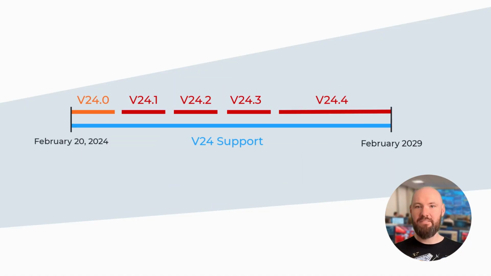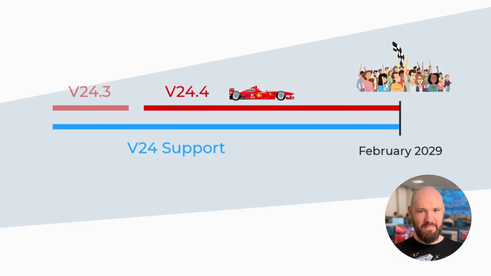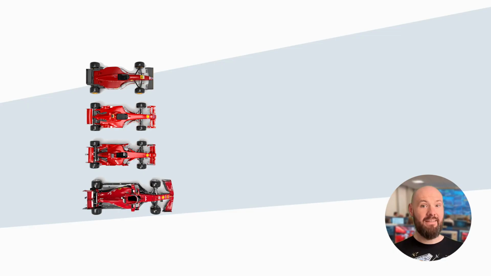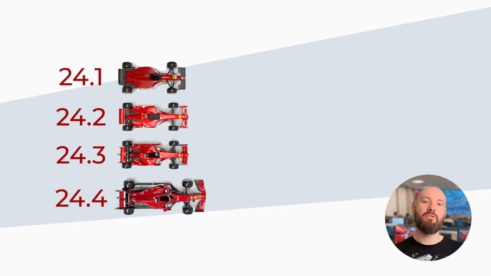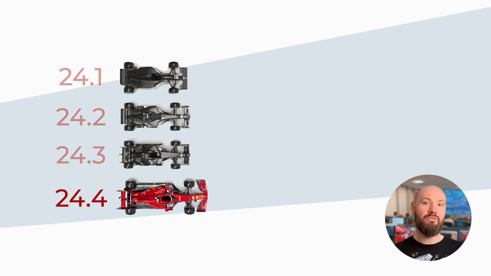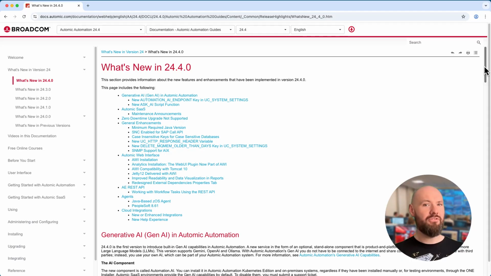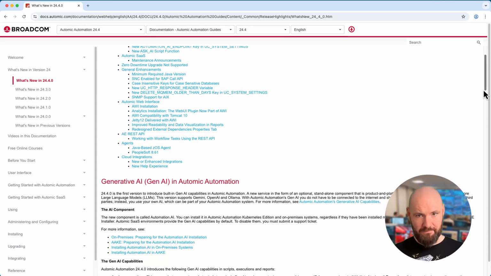That means that starting from now until February 2029, the version 24 will only receive bug fixes in the form of service packs, but no new features. Service packs will only be released for version 24.4, so the version 24.3 will no longer receive any. The detailed list of all the new features can be found in the documentation.